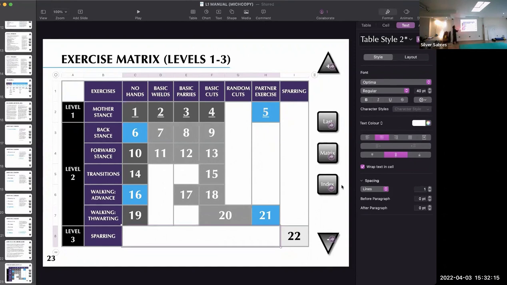Your sixes are no hands in back stance. From here, they have to demonstrate all of the leg methods in this box here, number 6. And that's why they're called the 6 sixes, because there are 6 of them and they are exercise 6 on the grid.